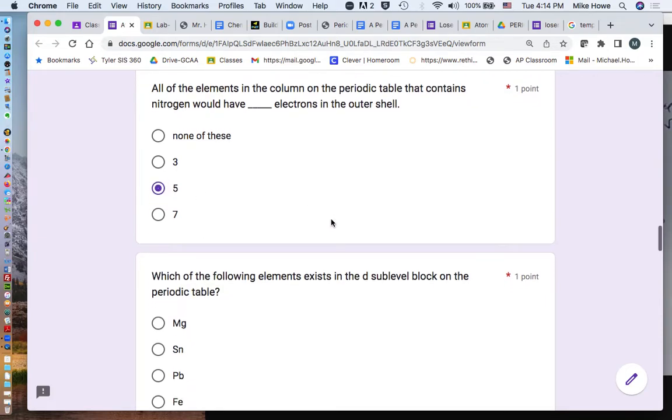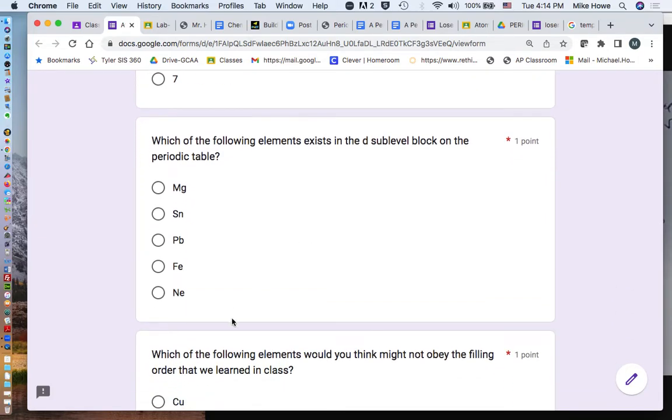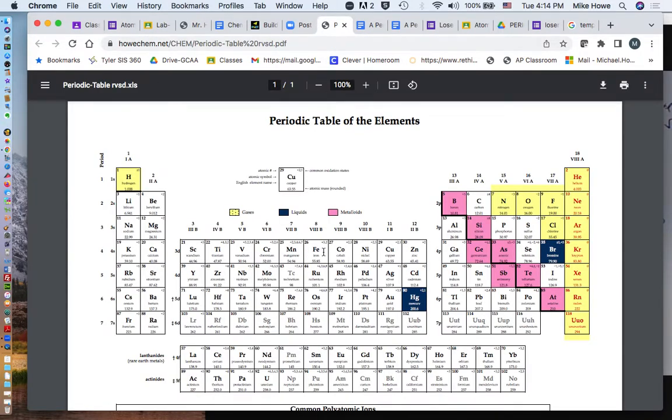Which one exists in the D sublevel block of the periodic table? That's iron. Iron's in the D block. It's sitting right there in the D block. D block is from here over to here.